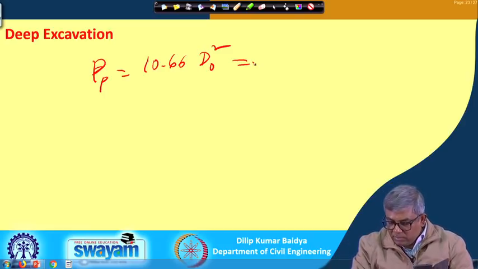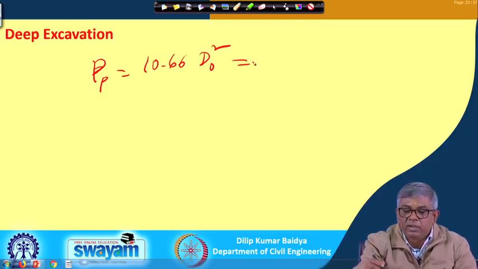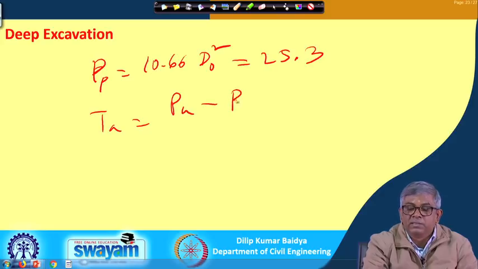D naught is actually, we have got 1.54 multiplied by 1.54 multiplied by 10.66. So that becomes 25.3, I suppose, and then T A will be equal to P A minus P P.